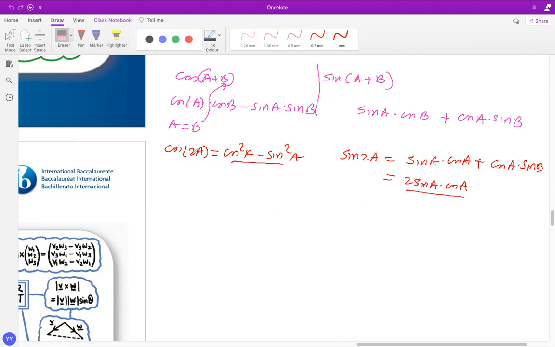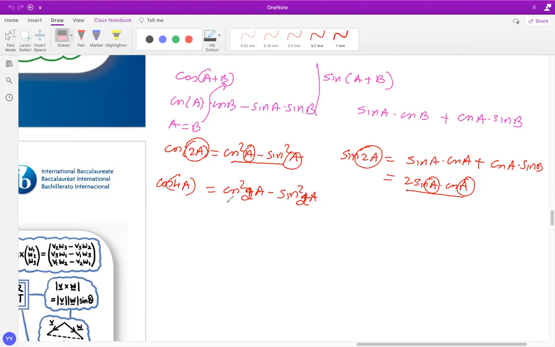Obviously, what you notice is that if you have the angle 2 times here, it becomes 1 times here. If you have twice the angle, it becomes a single angle. So when you're finding, let's say, cos of 4A, an angle which is 4 times A, it is cos squared 2A minus sine squared 2A.